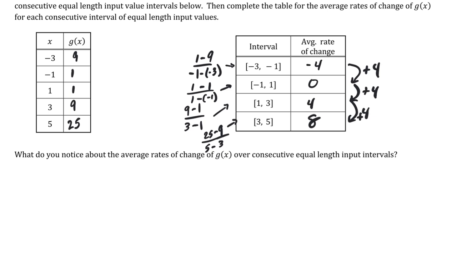Hopefully you notice that that's not a constant rate of change. It went up every time. Sometimes they'll go down. But when they go up by the same amount every time, that's what makes it a quadratic. So let's answer the question.